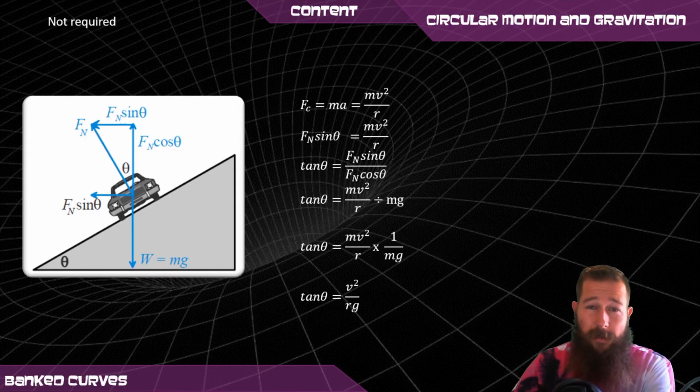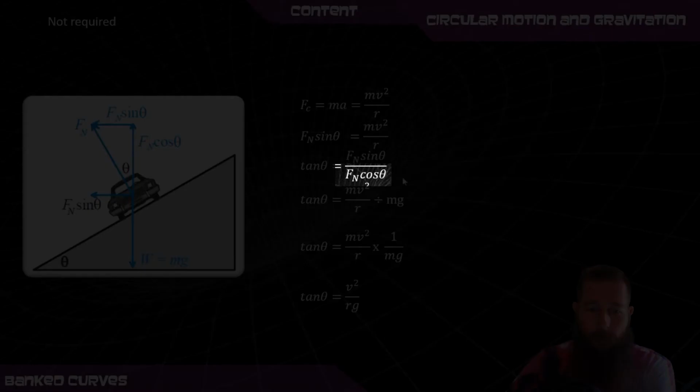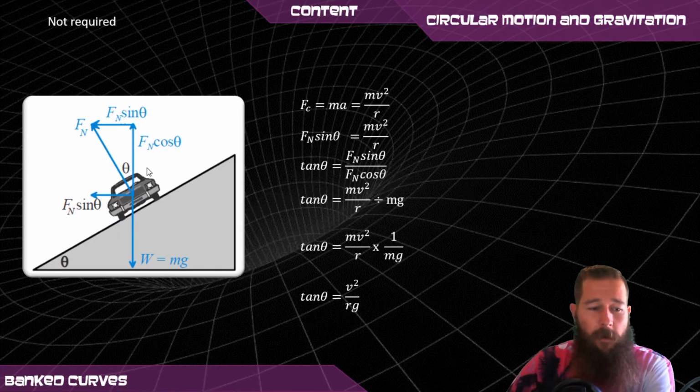We can also replace the normal force cos theta, which is here, with mass times gravity, because looking at our force diagram, the vertical component of the normal force is here, and it's balanced out by the weight of the car here. So the magnitude of these two are equal, but in opposite directions. The reason why this works is because when the car is going around the track, it's not traveling up the track and it's not falling down the track. It's staying in that same location in the vertical direction.